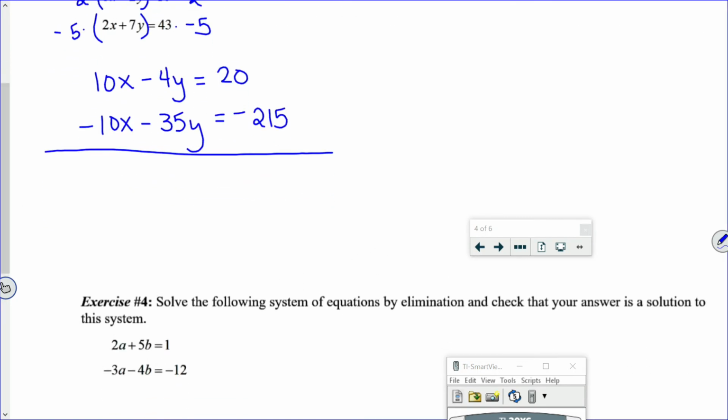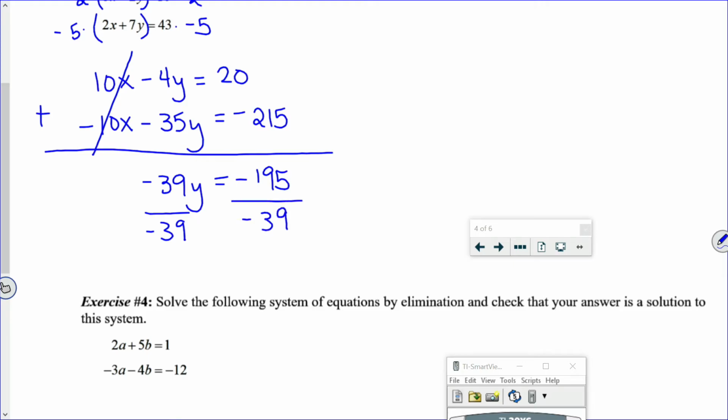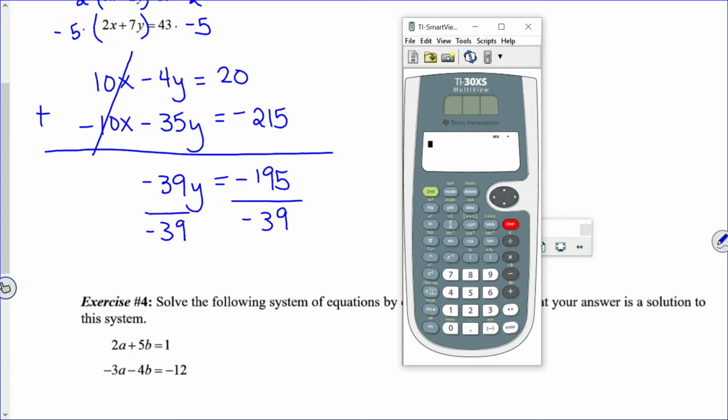All right, so what happens? Well, when we add these two equations together, the 10x and the negative 10x are going to cancel. Negative 4y plus negative 35y is negative 39y. And positive 20 plus negative 215 is negative 195. Now I will divide both sides by negative 39. This might be where we want to pull out the calculator. Here I've just got a simple scientific calculator so that you can see the digits a little better. Negative 195 divided by negative 39, not surprisingly, gives me a y value of 5.